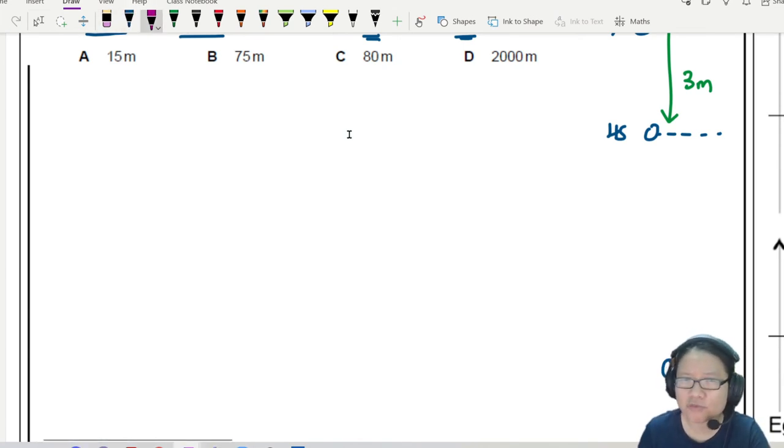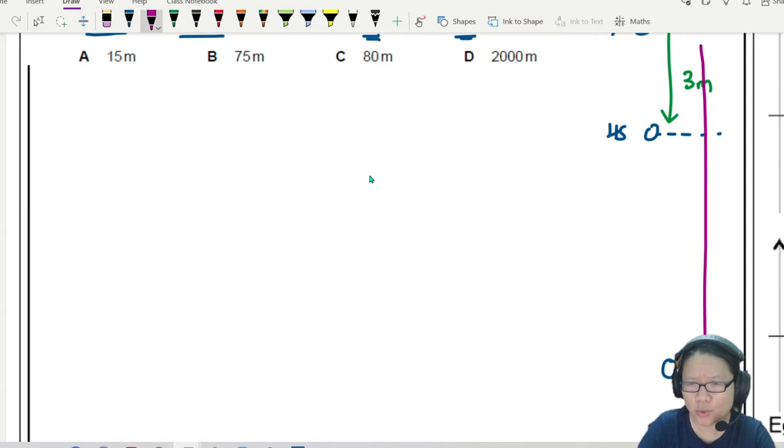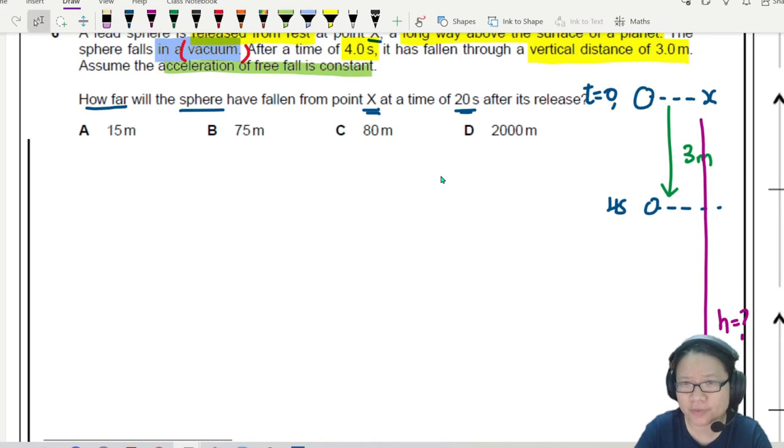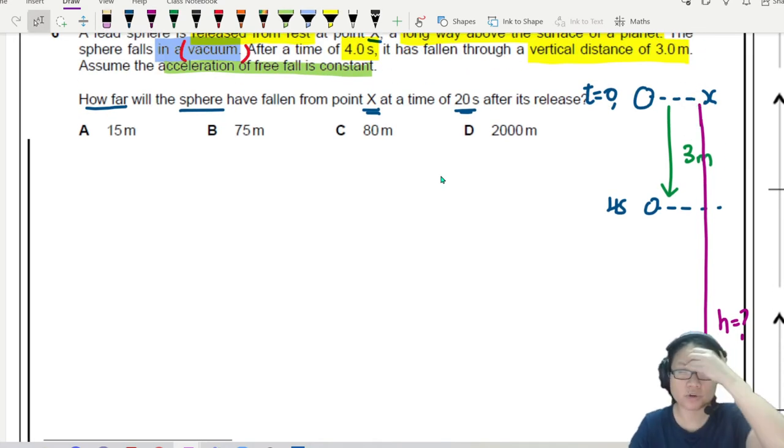Teacher, the new distance measured from where? From point X. So we're going to measure from the top all the way down here. I'm just going to call this H. So we are looking for H, from X. All right.